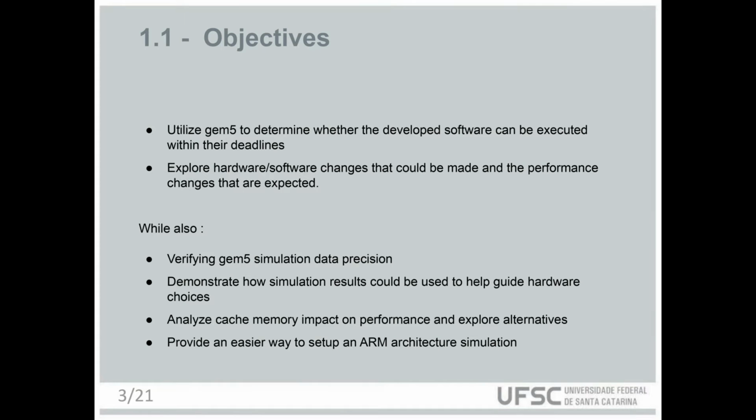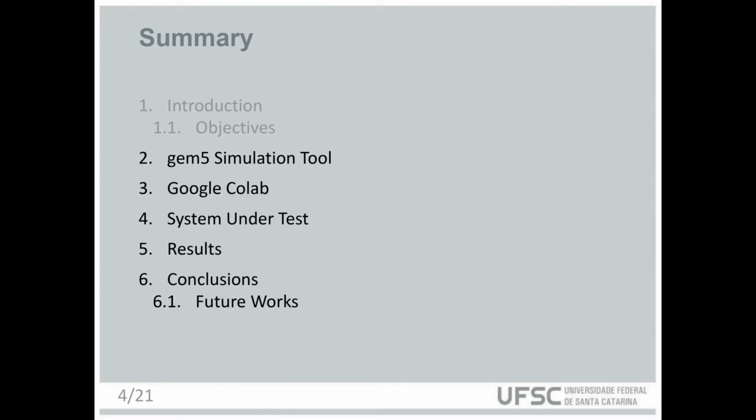The main objectives of this work were to use gem5 to determine whether the developed software for the PROVEN project could be executed within their deadlines, and explore hardware and software changes that could be made and what performance changes are expected, while also verifying gem5 simulation data precision, demonstrating how the simulation results can be useful to help guide hardware choices, analyzing the impact of cache memory usage and exploring alternatives, and also providing an easier way to set up ARM architecture simulation. With that out of the way, we can take a look at what this presentation will contain.